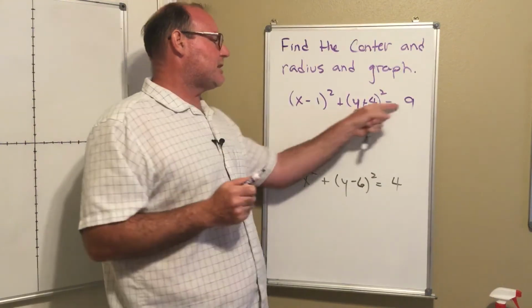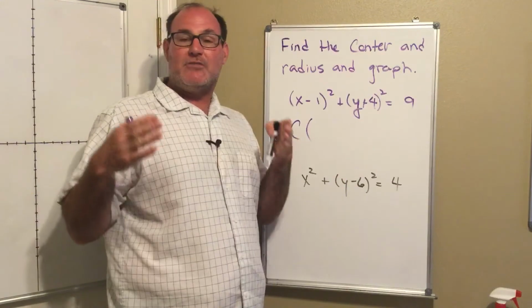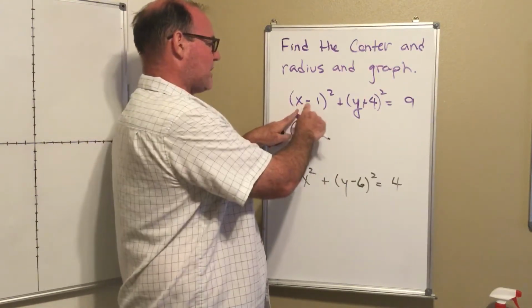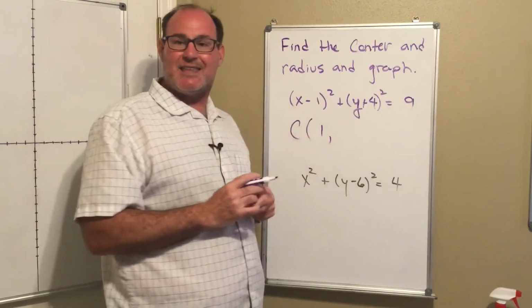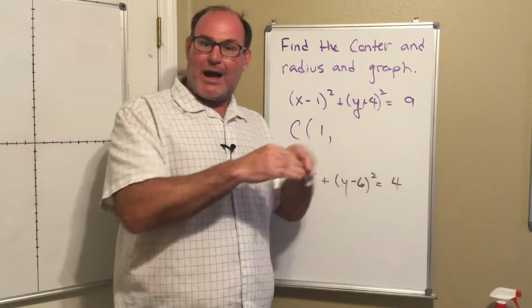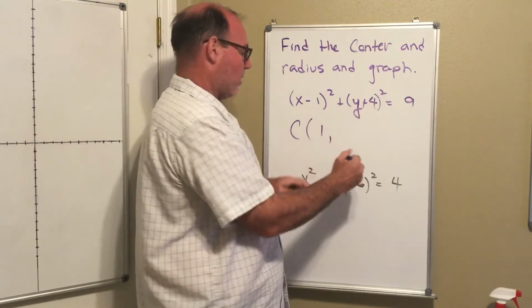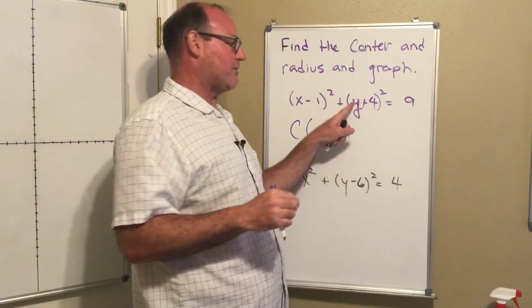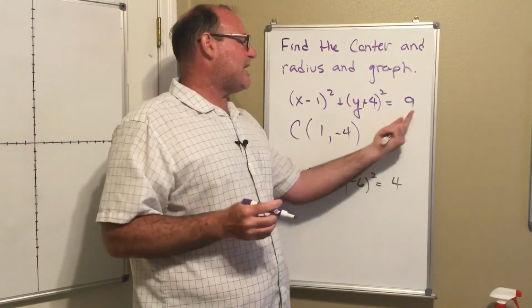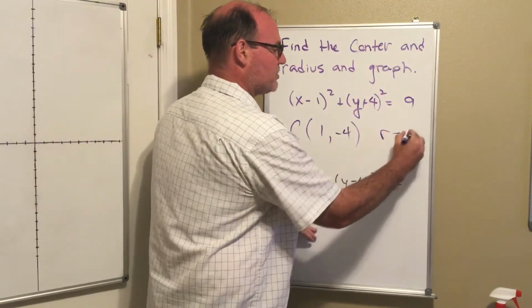So here is my center radius equation. So first, the center of this, remember the format is x minus the value of the center. So x minus 1 is the x coordinate of the center, and then it's y minus the y coordinate. So this is y minus -4. That's where the +4 comes from. This is y minus a -4. So there's my center, and then the radius is the square root of this number. So the radius is equal to 3.